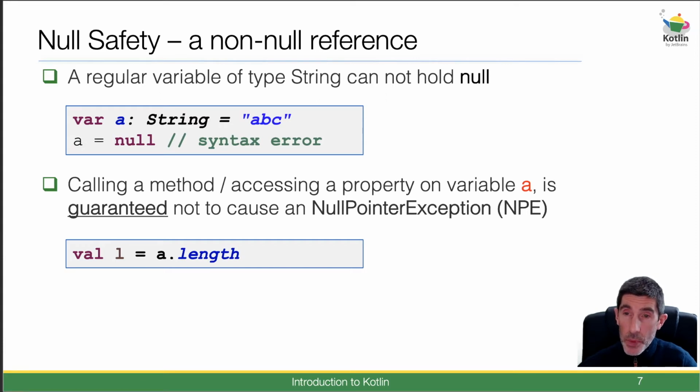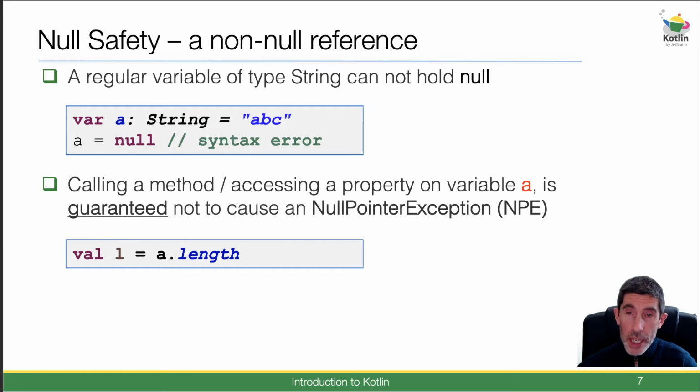But what if you need to? We'll talk about that in a minute. If we then try to call a method or access a property on variable a, because it's non-nullable by default, we're guaranteed not to cause a null pointer exception.